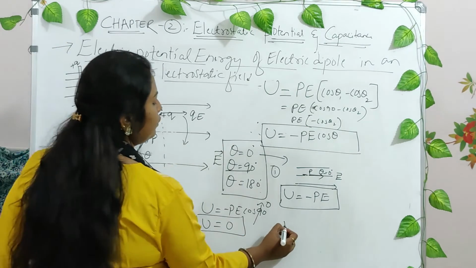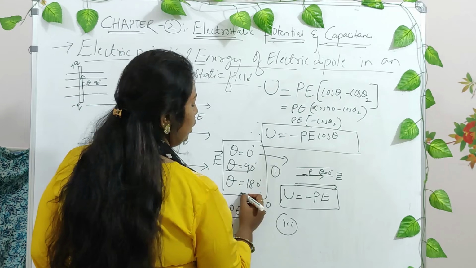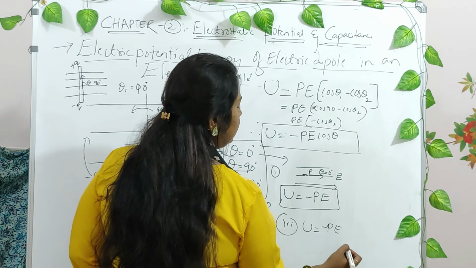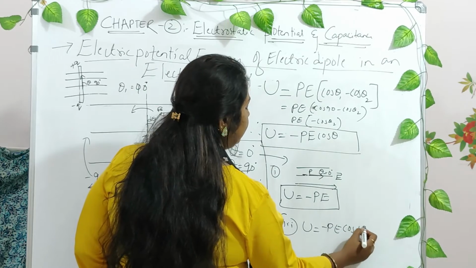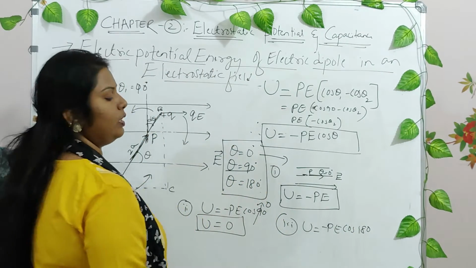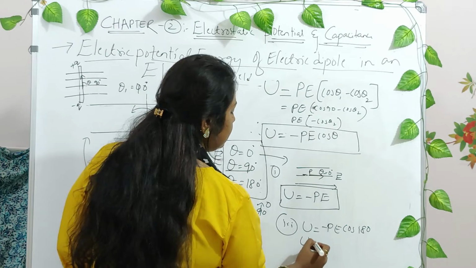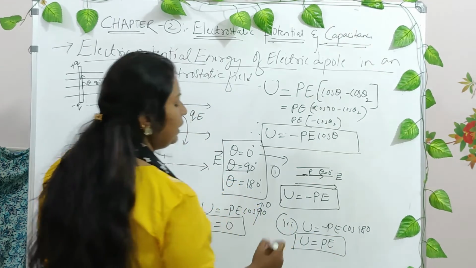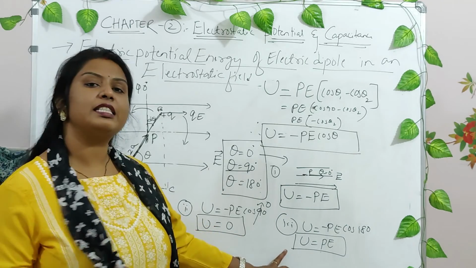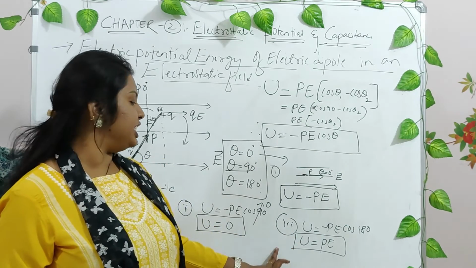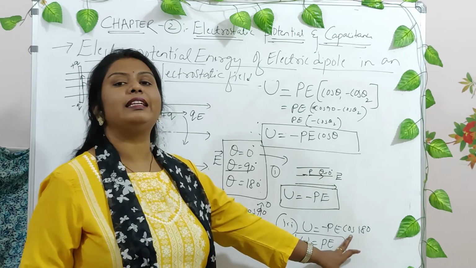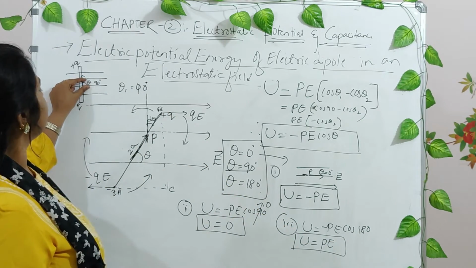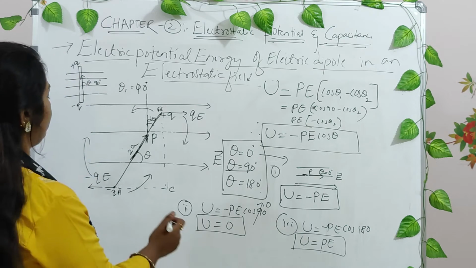The third case will be when theta is equal to 180 degree. Then you substitute, that is PE cos 180. Cos 180 is minus 1. Minus into minus is plus. So it becomes PE, right? Now you have the maximum amount of the potential energy when theta is aligned in the direction of 180 degree, right? When this particular theta is 180 degree, what does it mean?